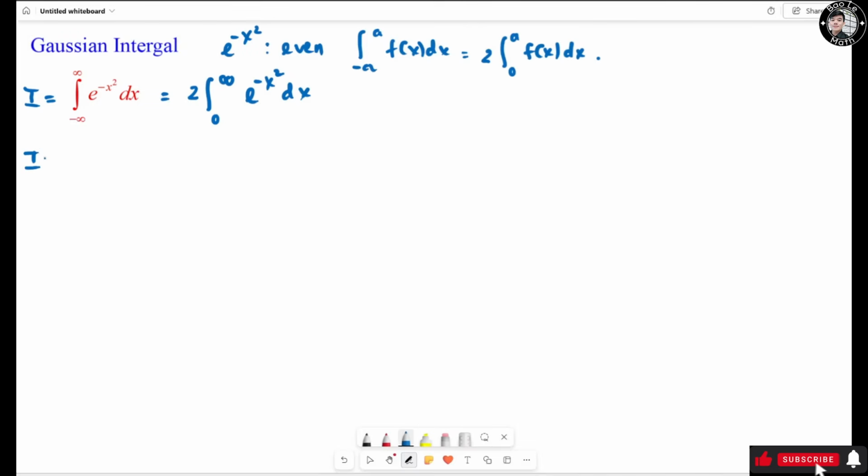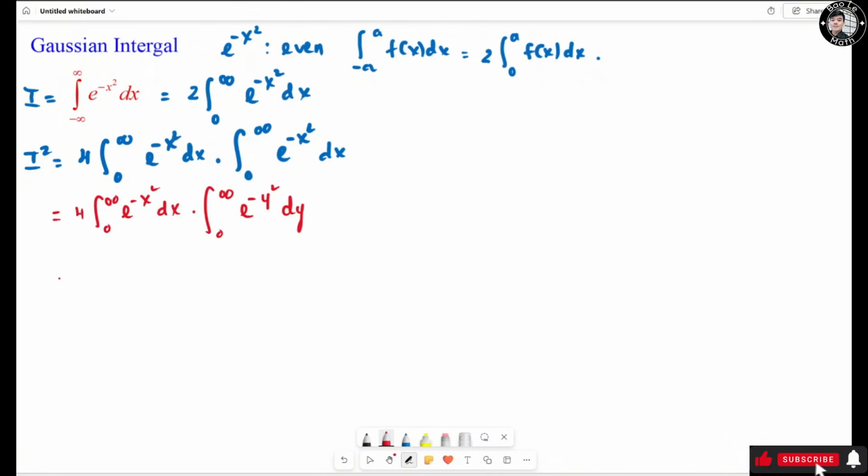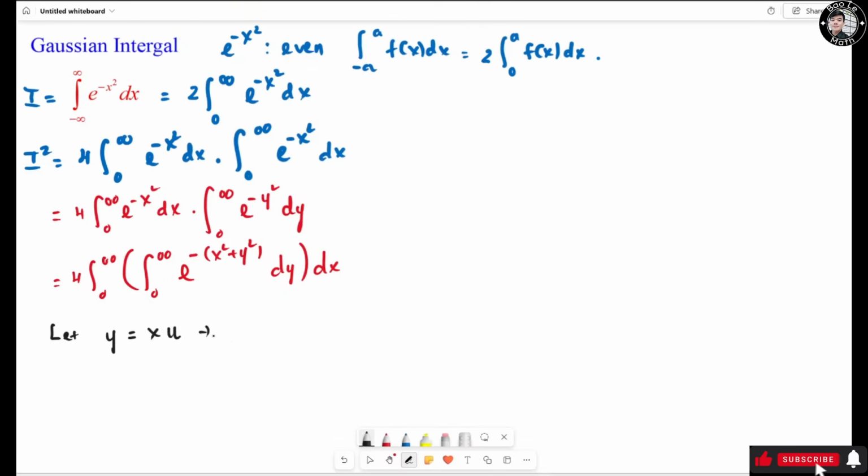So I have I squared equals, now since x and y are dummy variables, I can replace x with y, right? So this guy turns out to be, now I'm going to combine these two guys. Now I'm going to do u substitution. So I'm going to let y equal x u. Then y squared equals x squared u squared, right? I'm going to take the derivative of both sides, so it could be dy equals x du, right?